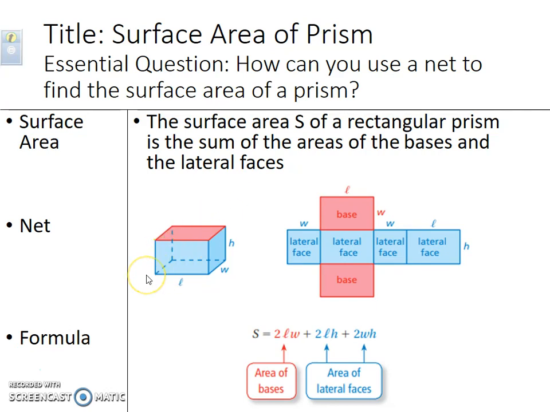A net is as if we were to cut the sides and lay it flat on the ground. Two-dimensional, that's what we call a net. There are two bases for a prism, and everything else is lateral faces. Your formula, if you're not going to use the net, which is in the essential question: there are two ways to solve. Use the net and add them all up, or use the formula if you know how to do it properly. Let's get into the examples, and I'll show you the two different ways. The net requires no memorization; however, the formula does.